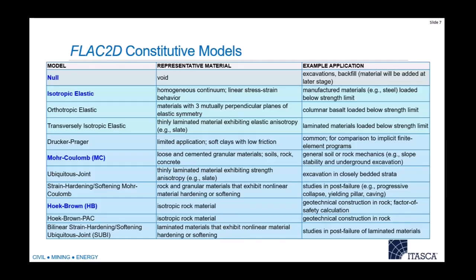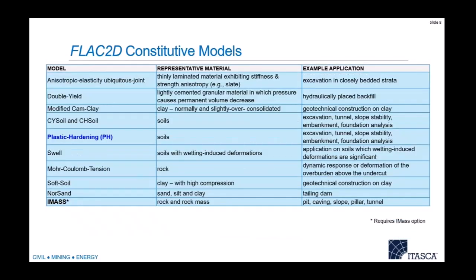Strain hardening, strain softening, which is what I was just showing in that graph. You can have things, instead of being perfectly plastic, they get softer, they get harder. Hoek-Brown, if you're a rock person, you know what that is already. Modified Cam-clay, if you're a soil person, you probably know what that is. Plastic hardening is very popular these days. Yeah, there's a soft soil and a soft soil creep. Interesting. NorSand is getting very popular with tailings dams. For whatever reason, anybody who's doing tailings dams wants to use NorSand.